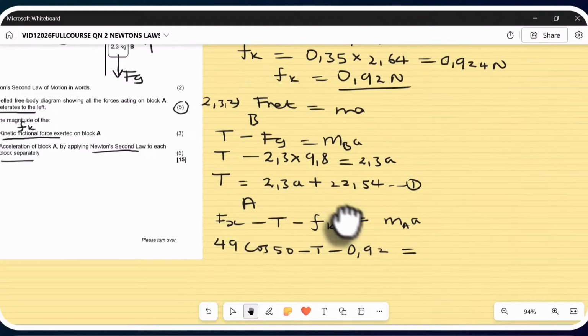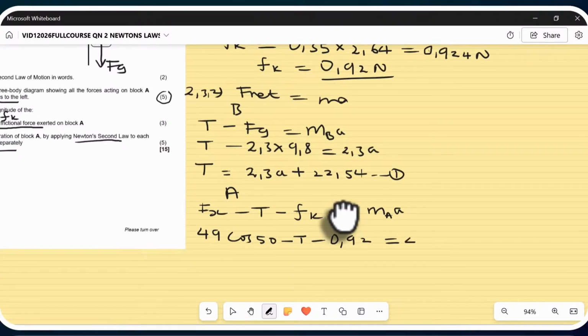Here I'm getting 30,573. So this is 30,573, and then I'm going to say minus 4.1a equal to our tension T. So this is equation 2.